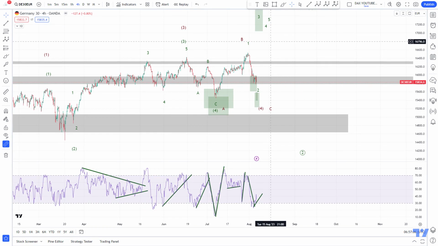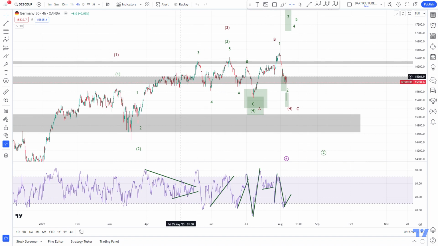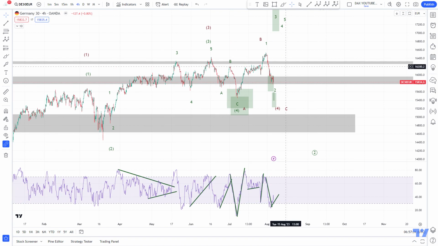So I put my primary scenario here in green, which means more upside. But you should know that I simply do this because I'm kind of forced to do this, because the DAX is bullish. So we are making higher highs, higher lows. So I have to take the bullish scenario as my primary scenario.